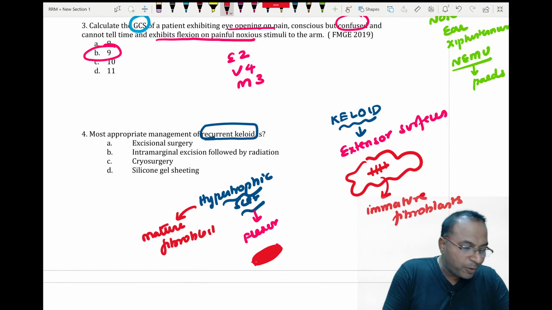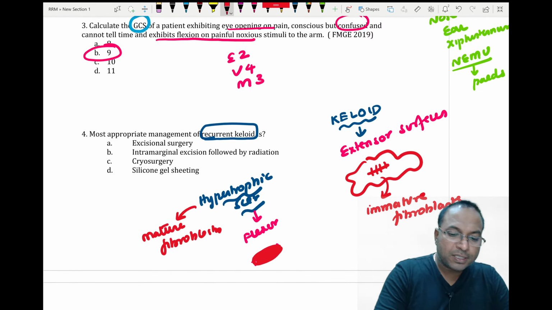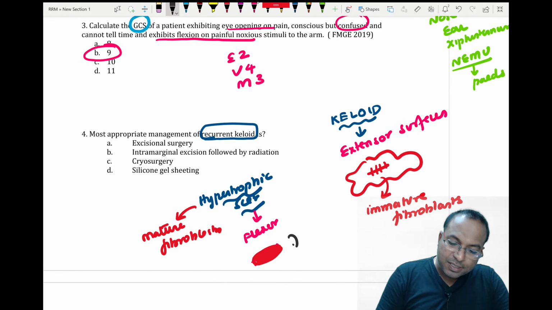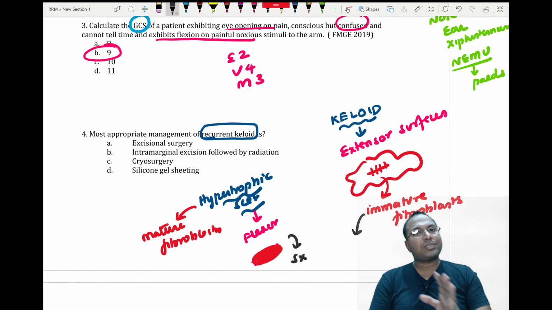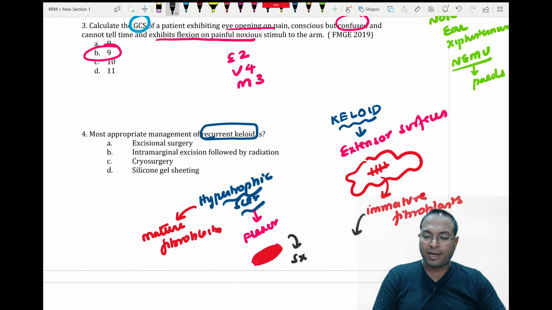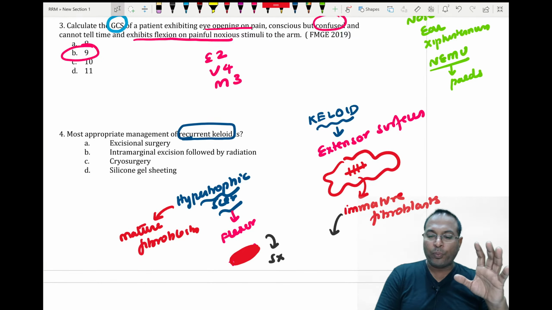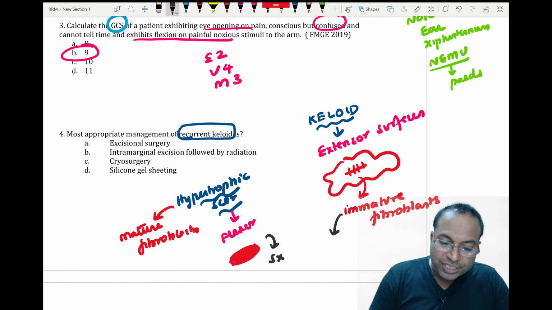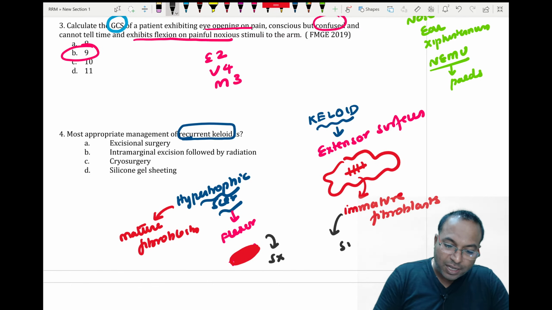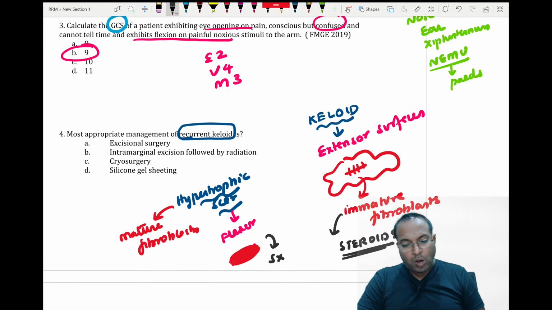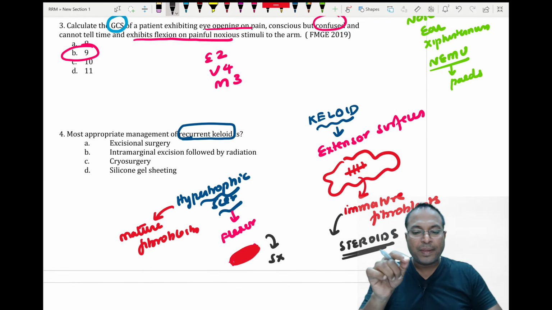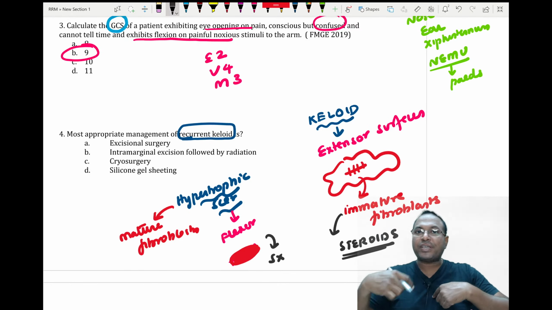So please remember one important thing, hypertrophic scar can be treated by surgery. We can do surgery. Whereas keloids, if you do surgery, it will recur. So surgery is totally contraindicated, and we have to do only intralesional injection of steroids. Steroid injection is done mostly. So this is a commonly done treatment, intralesional. Inside the keloid we put the steroid injection.